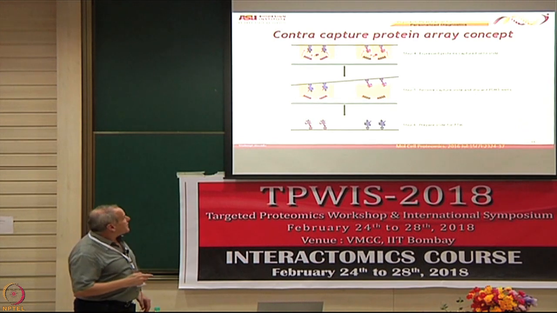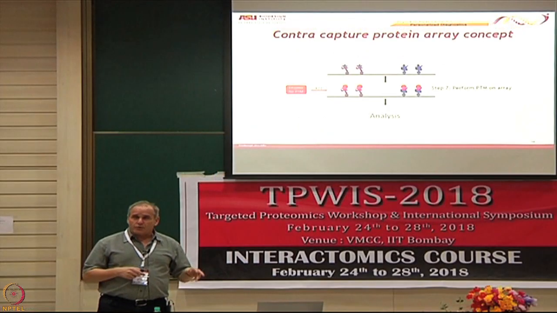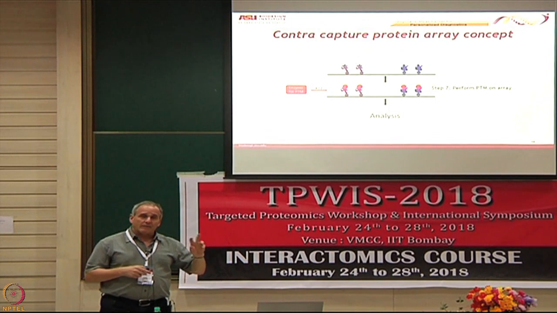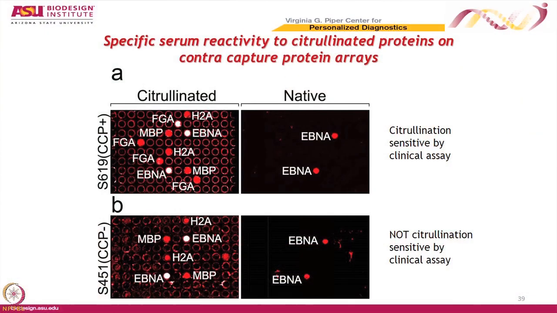So now we can come in with an enzyme, and we can add a phosphate group, a sugar group, whatever we want to add, and we can modify the proteins and then study them. And I'll just show you a couple of examples. Here are some NAPPA arrays. Remember I mentioned the citrullination?